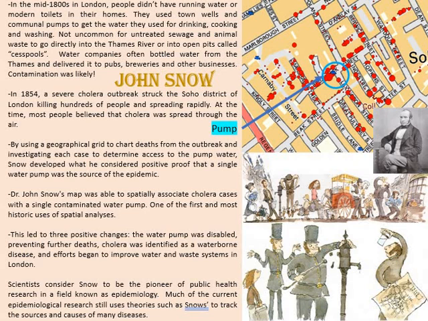Cholera was identified as a waterborne disease, which he was trying to make people believe to begin with, and efforts to improve water and waste systems in London were well underway after the work of John Snow. Scientists consider Snow to be the pioneer of public health research in a field that is known as epidemiology because of his work with spatial analysis and tracing this outbreak back to one water pump. Much of the current epidemiological research still uses theories such as Snow's to track the sources and causes of many diseases.